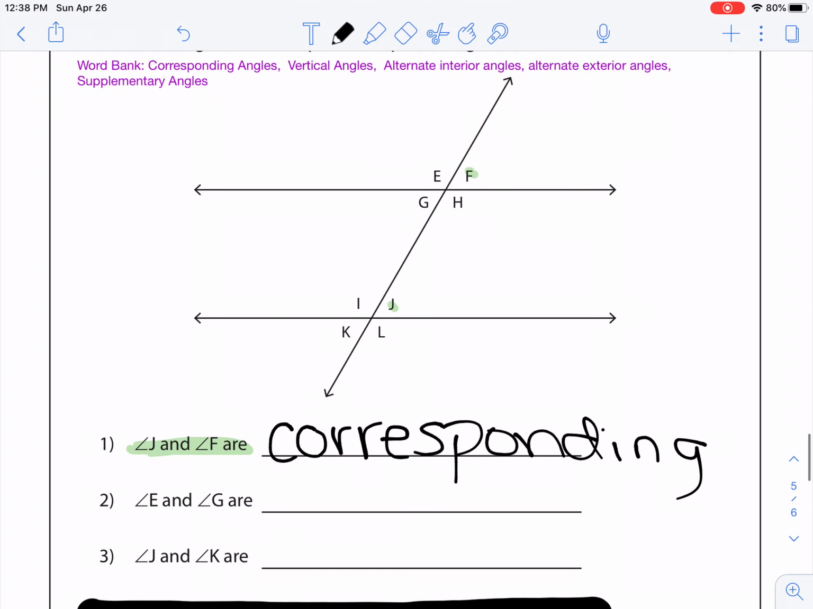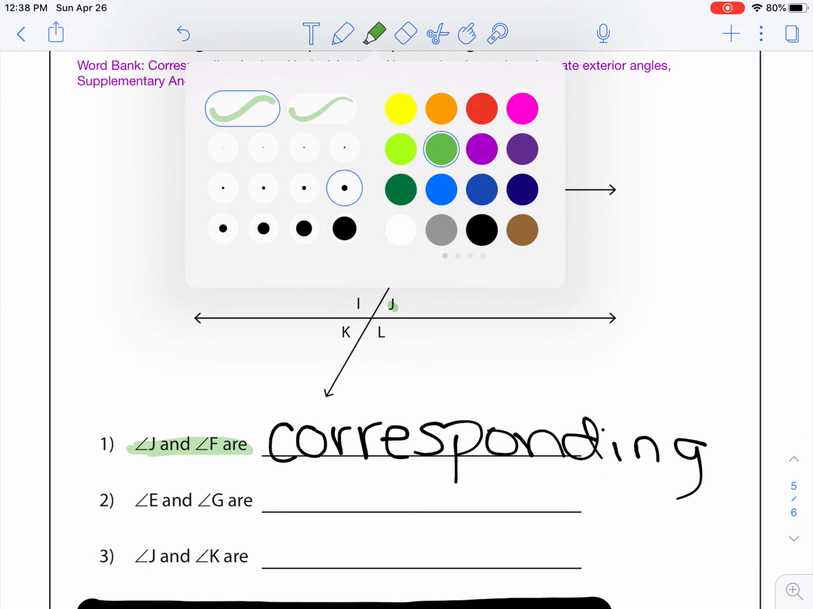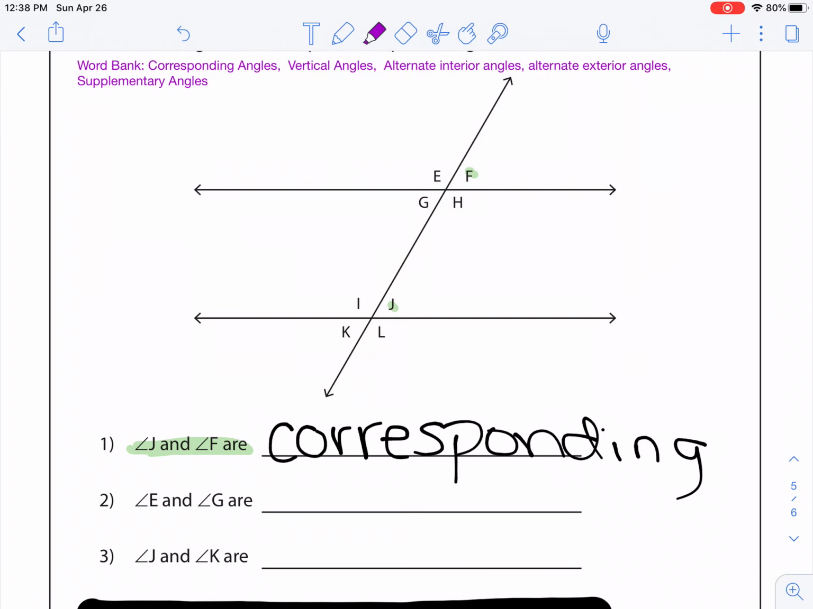E and G. So I'm going to switch colors. You may want different colors for this activity. E and G. Oh. Well, they're next to each other. They form this straight angle. So they are supplementary.